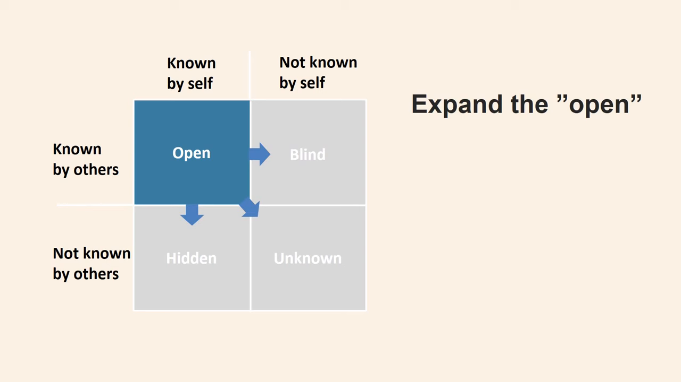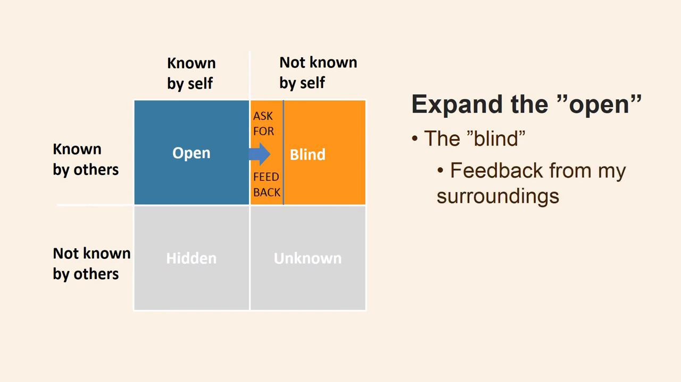But here are some examples of how to expand the open quadrant. I can make a part of the blind quadrant into a part of the open quadrant. I can ask for feedback from my surroundings. It could be that people would tell me that I am touching my hair when I'm saying something, or I have wandering eyes when I am talking to them, or that I am actually interrupting them. Then it would be part of the open quadrant.